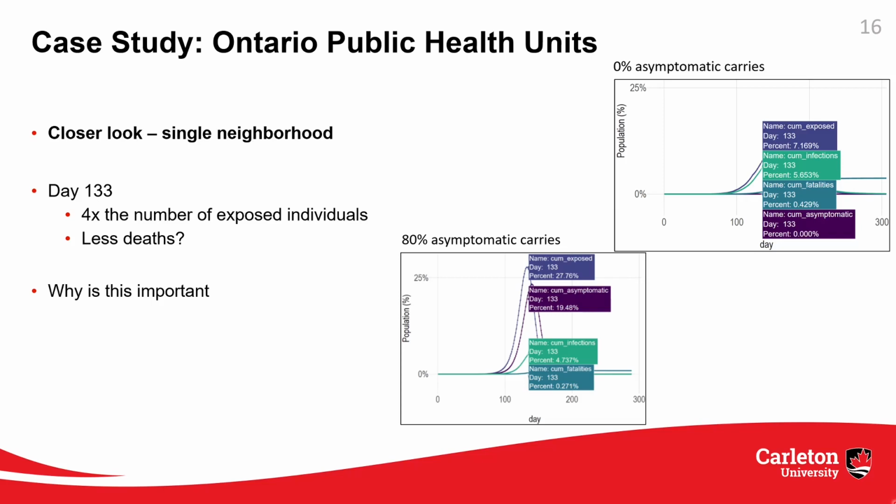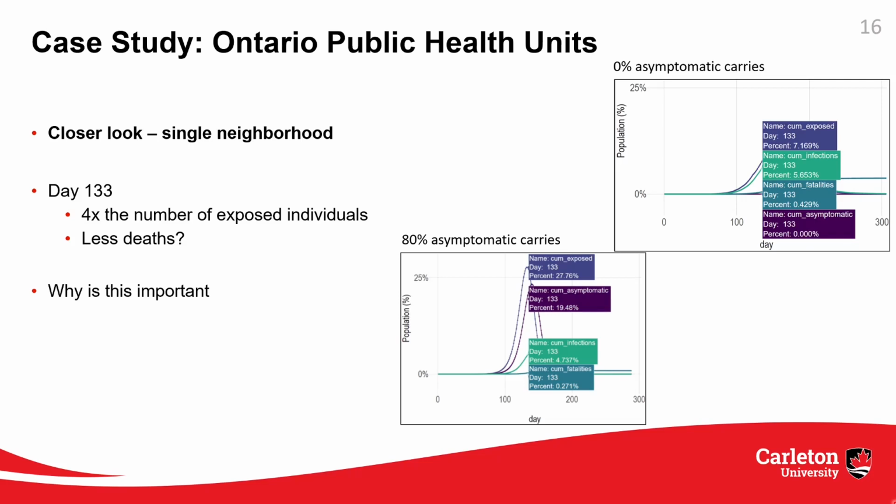So why do we have less deaths? We've already discussed this. We have more asymptomatic carriers, and those asymptomatic carriers cannot die. So our deaths will become lower than a scenario with 0% asymptomatic carriers. But we need to consider other demographics here. So this is one neighborhood. What about a neighborhood that's primarily dominated by an elderly population or an at-risk population?